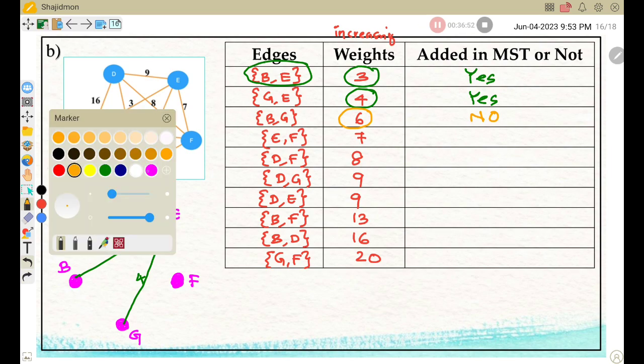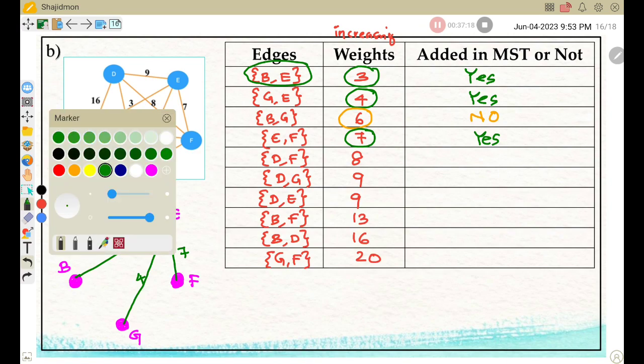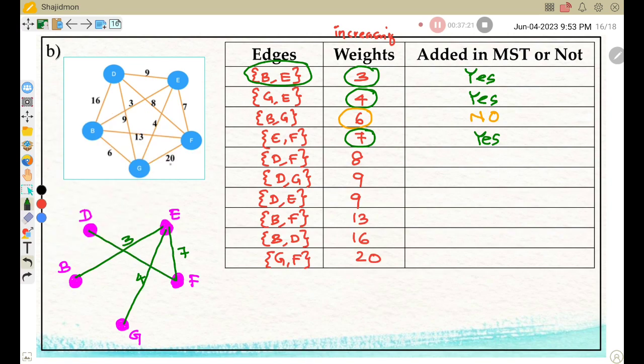Now the next one. Can we add this 7? EF. EF, no problem. There is no circuit. We can add that 7, correct? So yes. Next DF. Can we add DF or no? We can check it. D and F. DF we can add, correct? Yeah, there is no circuit there, so we can add D and F. See here, there is no circuit, correct? So yes, that is 8. That weight is 8.